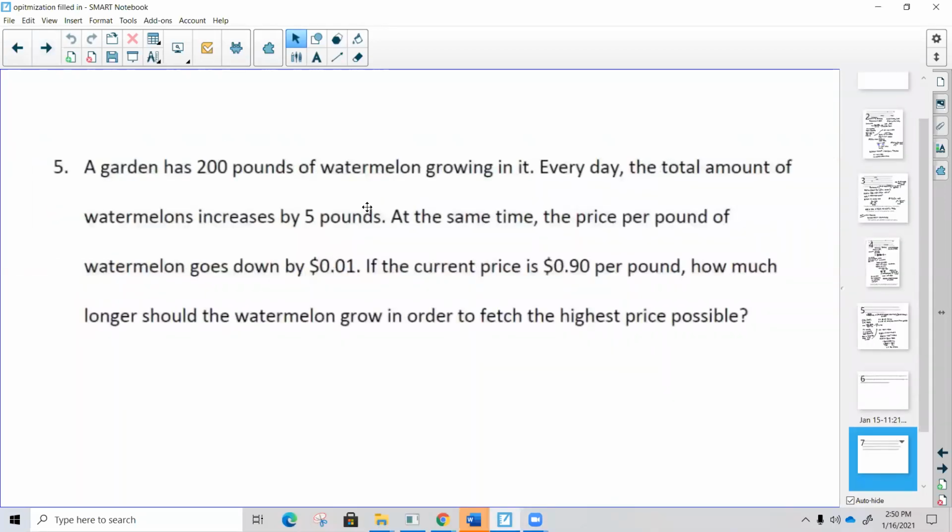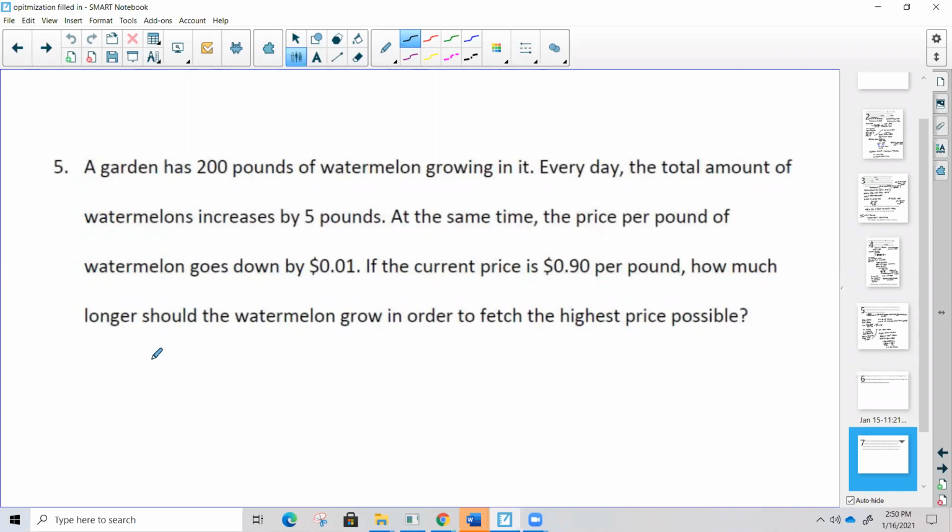So in this video, I'm going to do one more optimization example from the packet. It's number 5 and it's on page 23. A garden has 200 pounds of watermelon growing in it. Every day, the total watermelons increase by 5 pounds. And at the same time, the price per pound of watermelon goes down by 0.01 cents. If the current price is 90 cents per pound, how much longer should the watermelon grow in order to fetch the highest price possible? So we want the highest price, which is maximum.